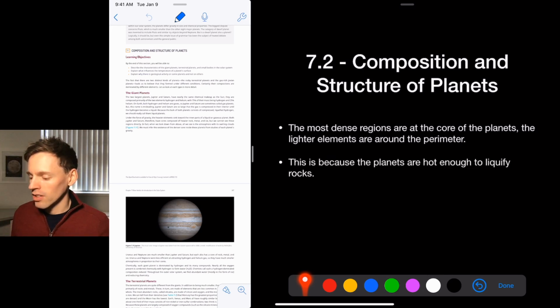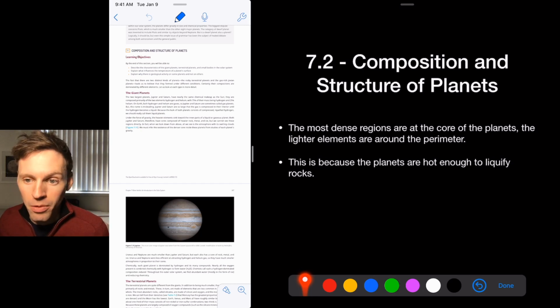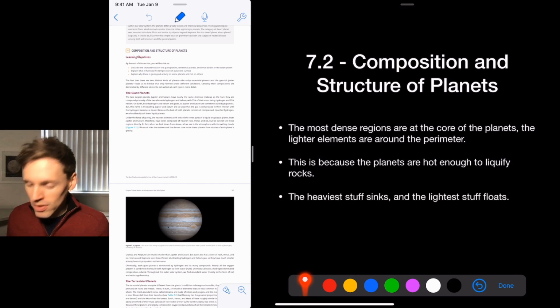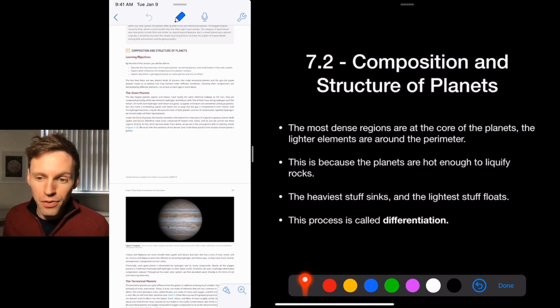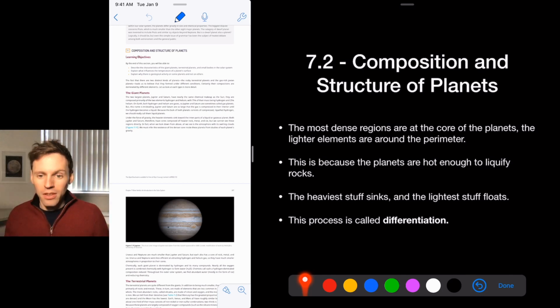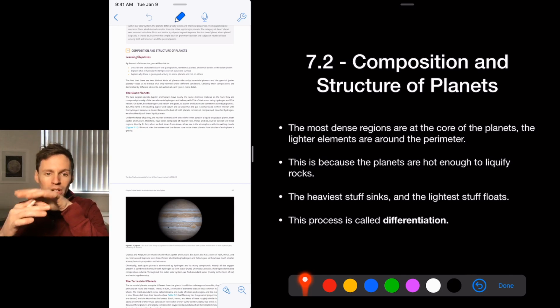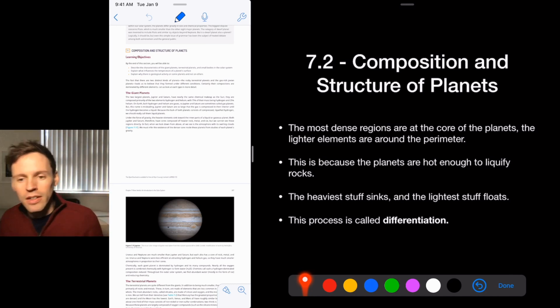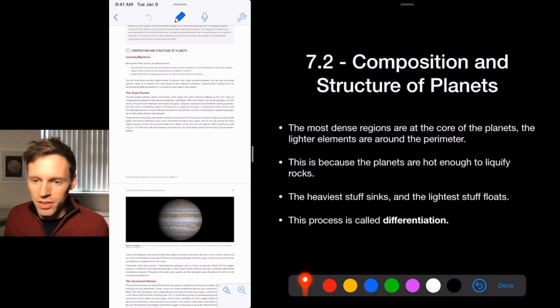This is because the planets are hot enough to liquefy the rocks, and this means the heaviest stuff will sink and the lightest stuff will float. This process is called differentiation. So it's just like if you let salad dressing sit for too long, the oils and vinegar separate from the garlic and everything, and you get the layers, and you've got to shake it up before you pour it on your salad.